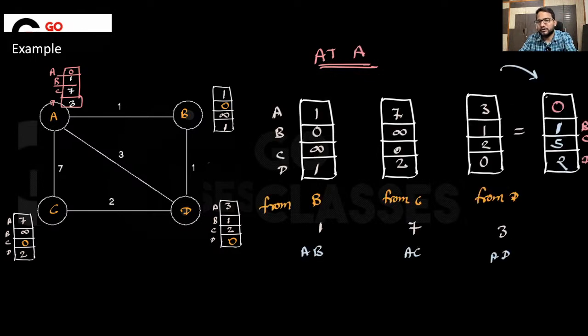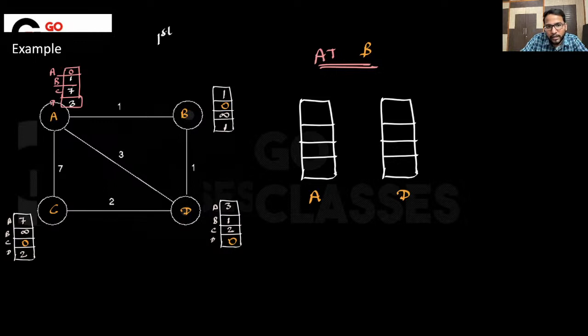We are at iteration 1, the first iteration only. We are not even at the second iteration. Now we will be getting the old vectors, which means I will be getting the vector from A, which is 0, 1, 7, 3, and the vector from D, which is 3, 1, 2, 0, sorry. Yes, Lalit, that is right. We will be getting the old vector.